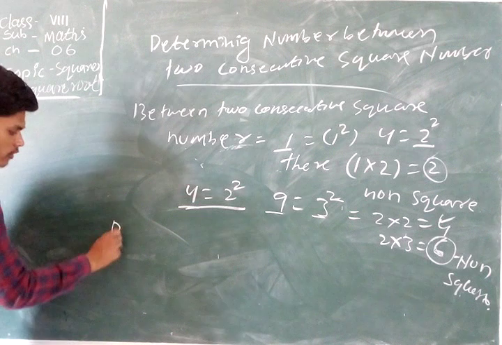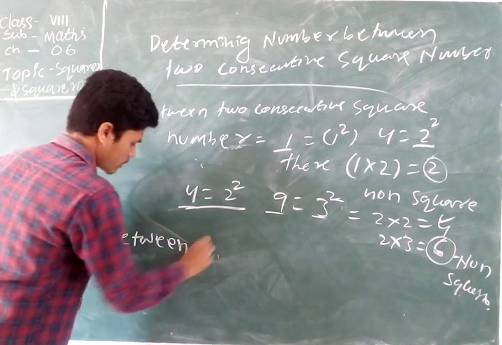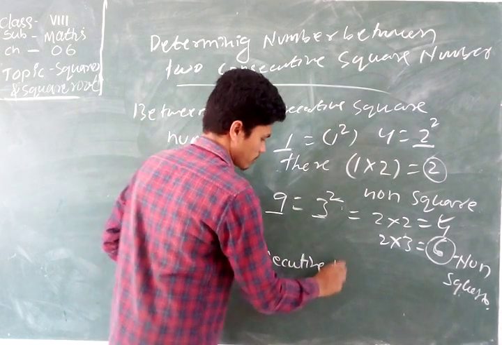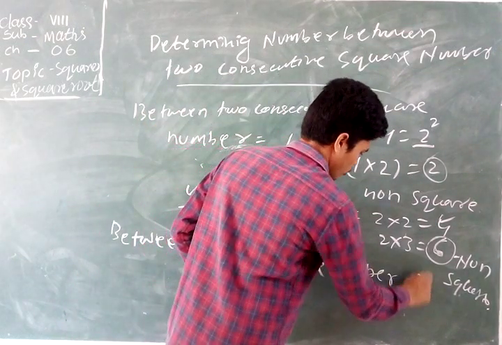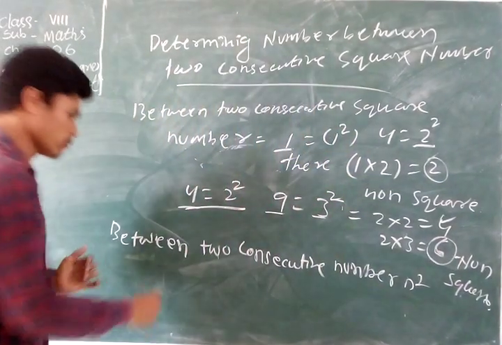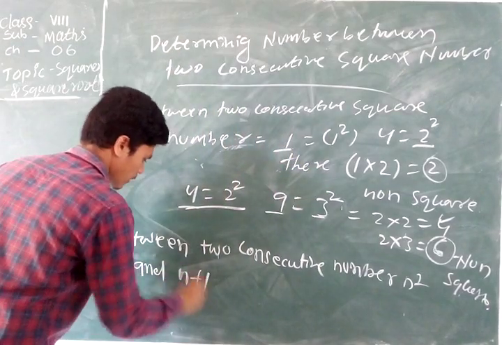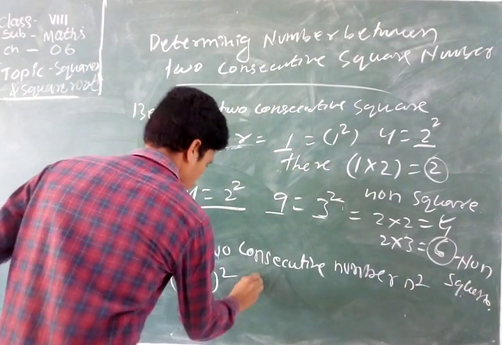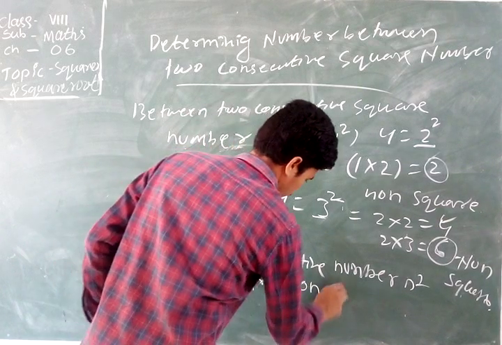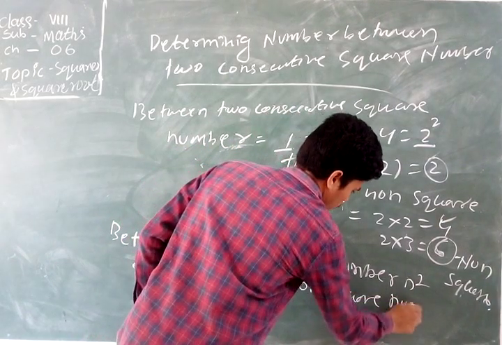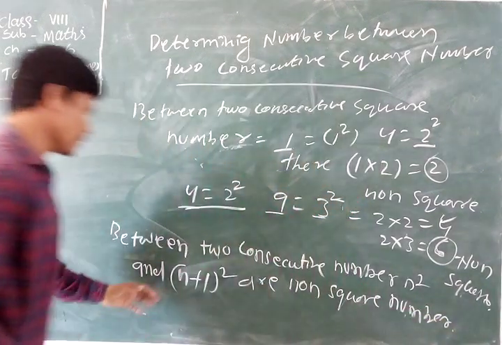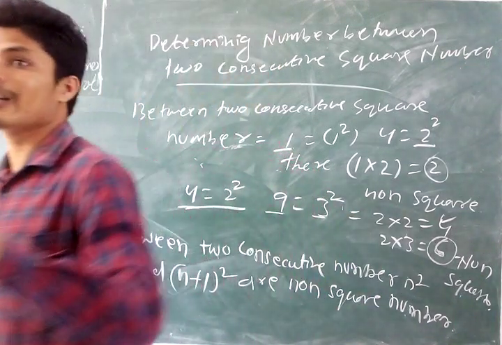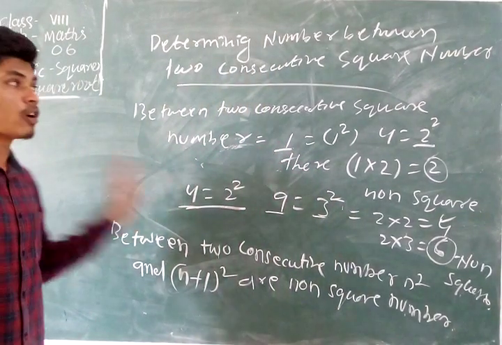Between n square and n plus 1 square, the numbers are non-square numbers. The sum of two consecutive numbers and their square will always be non-square numbers.